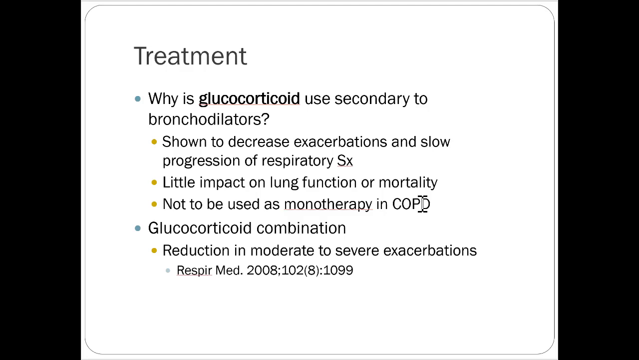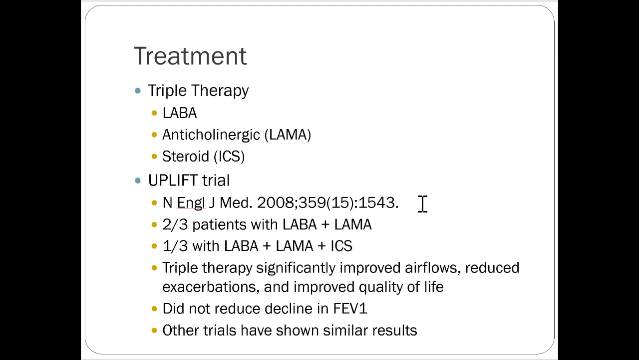Glucocorticoids are secondary. Again, they don't really have any impact on lung function or mortality. They aren't used as monotherapy in COPD, unlike asthma. Again, it's a big difference between asthma and COPD, but they do decrease exacerbations and they can slow progression. Generally speaking, combination therapy has been shown to be helpful in large groups of patients, but there is that risk of pneumonia. For triple therapy, there's some evidence that patients do respond well to it, so there is that as well, which is why we're doing that in some patients.